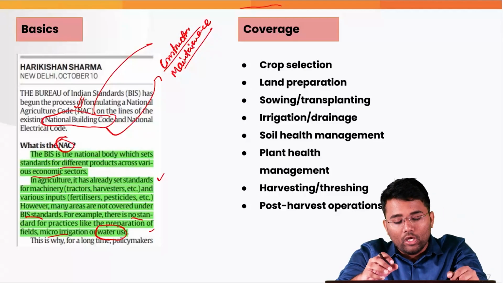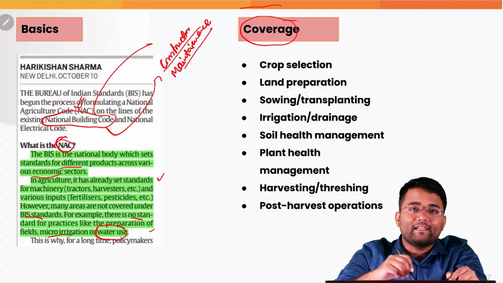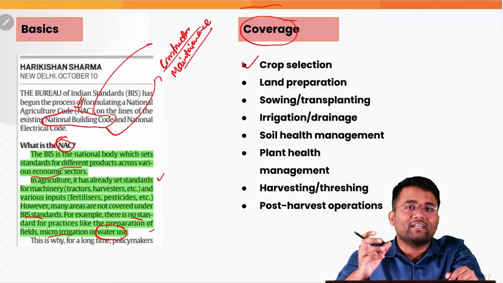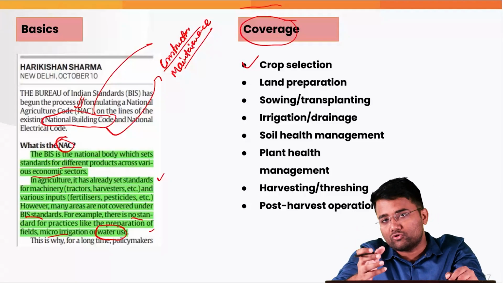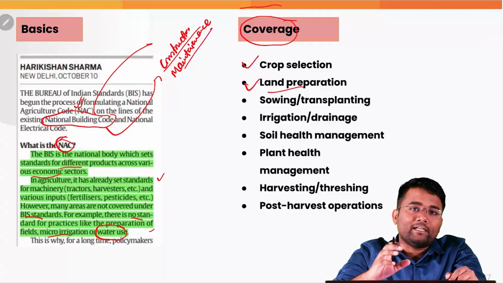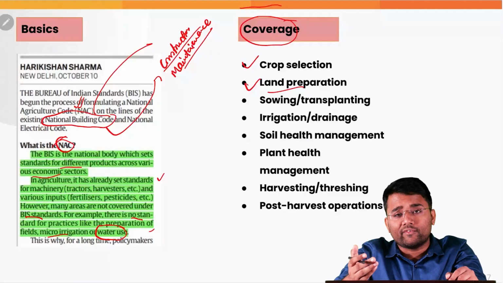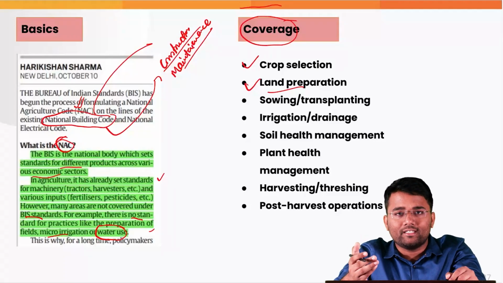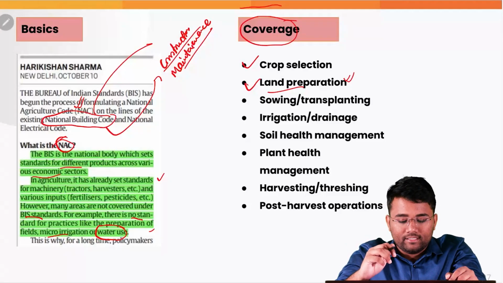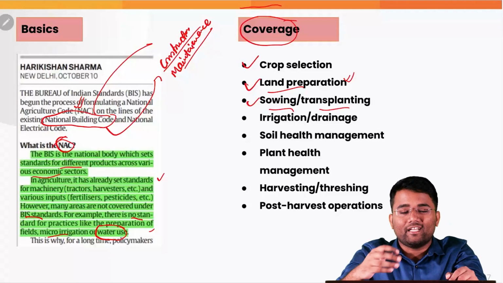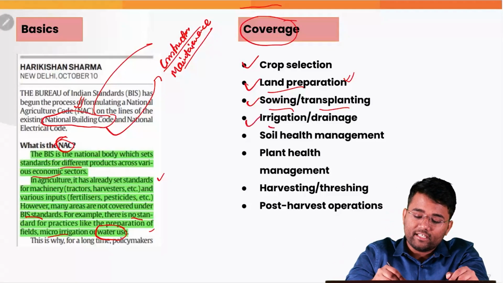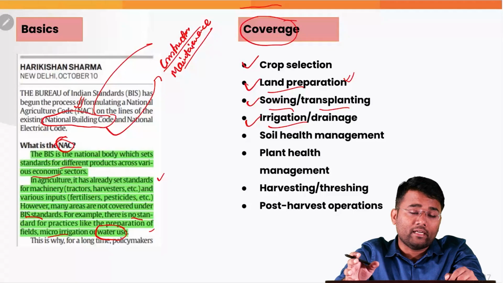If we talk about the coverage of this National Agriculture Code, it will cover crop selection, that is, what crop should be selected based on the climatic conditions of that region, the soil, irrigation, water availability and everything. Then the land preparation technique: whether the land should be flooded before the tillage, at what frequency and to what extent the tillage should be done, and what equipment should be used for the tillage. Then the sowing and transplanting of the crop, how the transplantation field should be prepared and everything. Then irrigation and drainage and other related aspects.